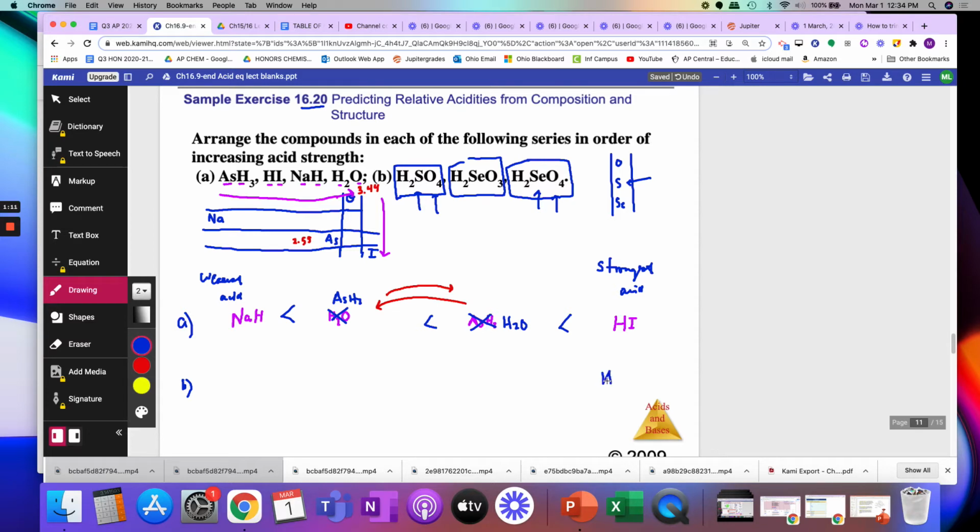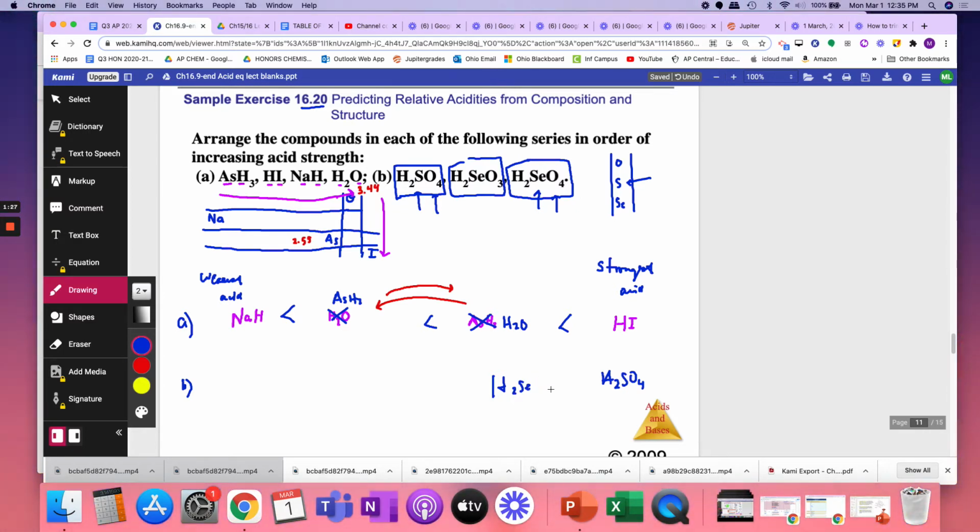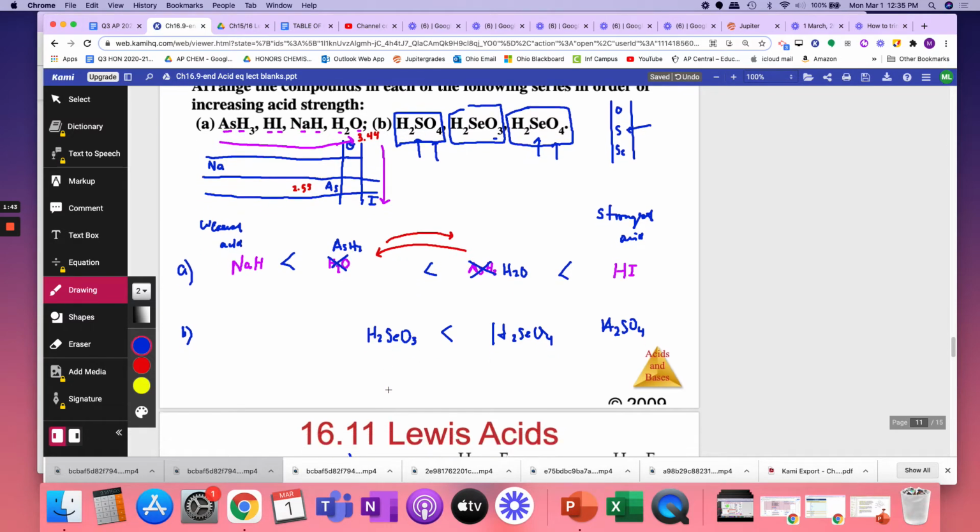H2SO4 will be a stronger acid because the S and all the O's will pull electron density away from the H. So H2SO4 is stronger than H2SeO4. Okay? And the weakest of them all is the one with 3 oxygens, which is H2SeO3. So H2SO4 is the strongest acid and H2SeO3 is the weakest.